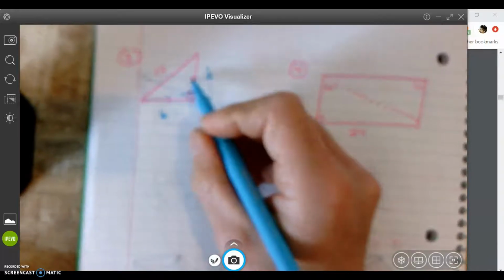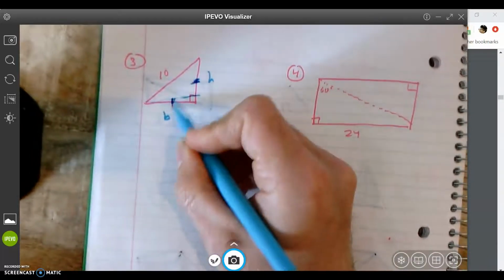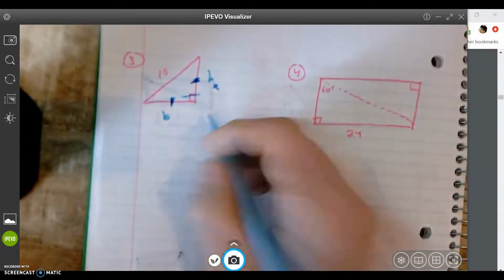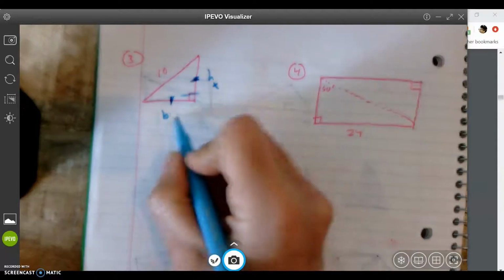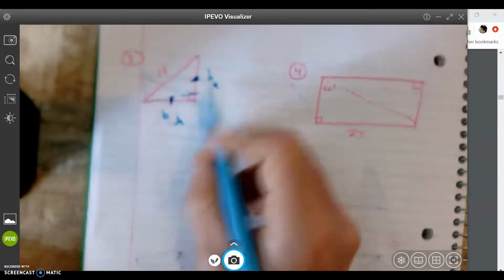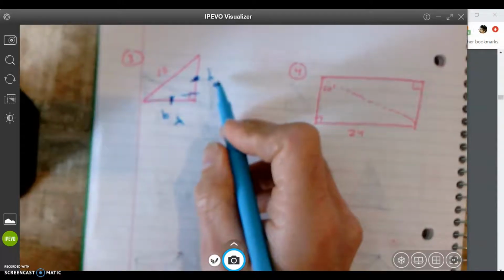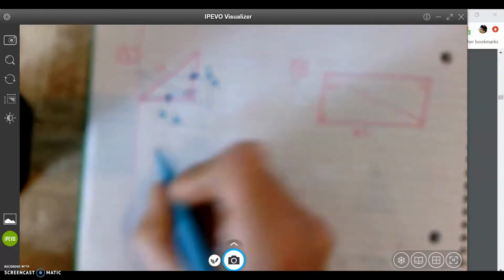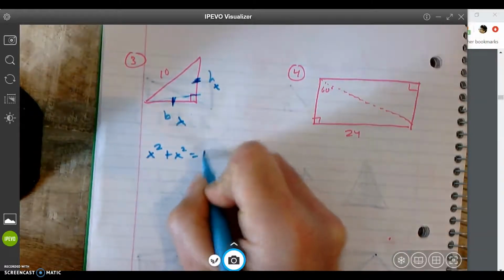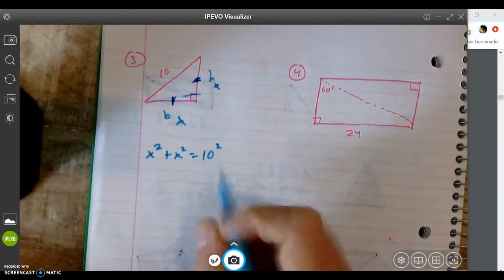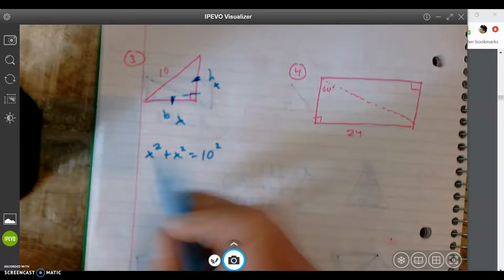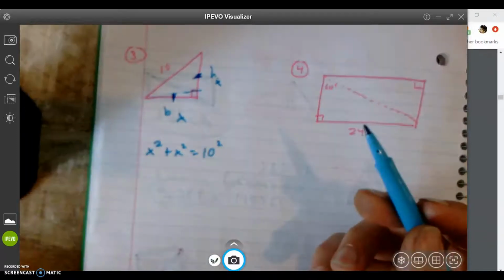Okay. But I do know, what do these marks mean? Oh, they mean that they're the same distance. They're congruent. So this is x, and this is x. So I'm going to use the Pythagorean theorem. Check this out. Leg squared plus leg squared equals 10 squared, because a squared plus b squared equals c squared. So if I solve for x, I can get x, and then I can go do my area.